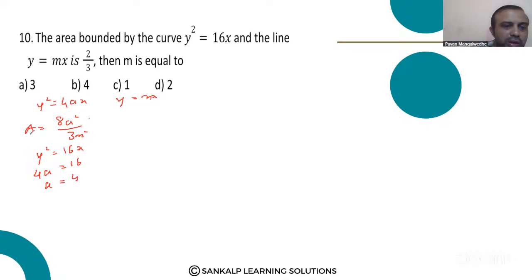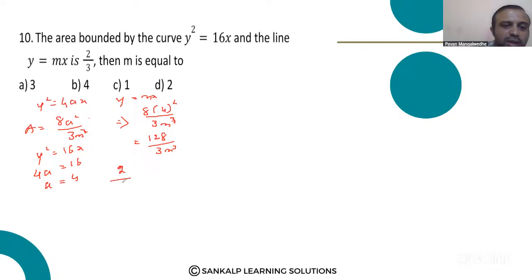Now area A already we know that it is 8m square by 3m square. So substitute here. A we got it as 4. So that is 8 into A square is 4 square by 3m square. Sorry, 3m cube. Then 4 square is 16, and 16 8s are 128 by 3m cube. Sorry, here it is misprinted. It is 3m cube.